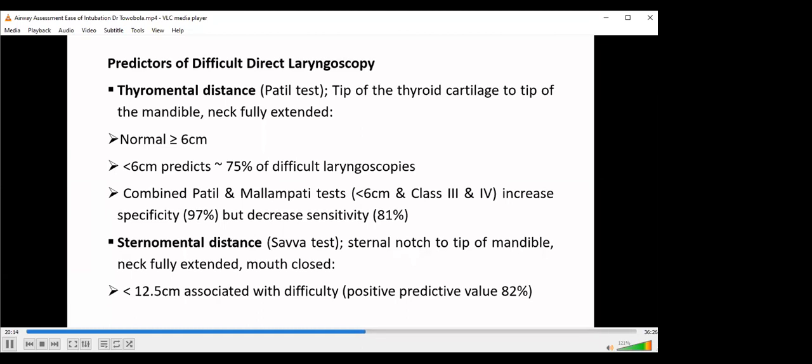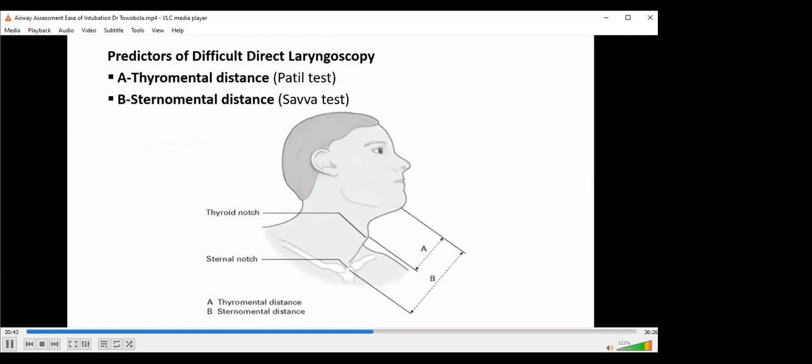The Savva test, also called the sternomental distance, is the distance between the sternal notch to the tip of the mandible, neck fully extended, mouth closed. It should be equal to or greater than 12.5 cm. Less than 12.5 cm is associated with difficulty with a positive predictive value of 82%. The next slide shows a picture of both the thyromental distance and the sternomental distance.